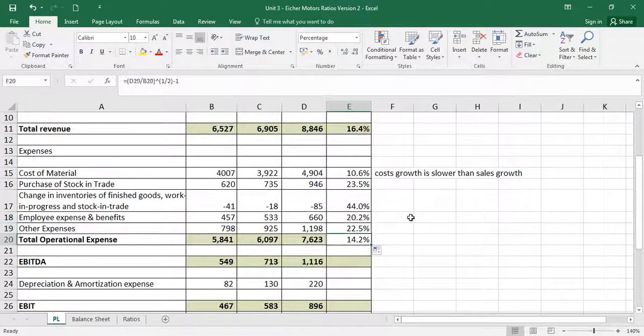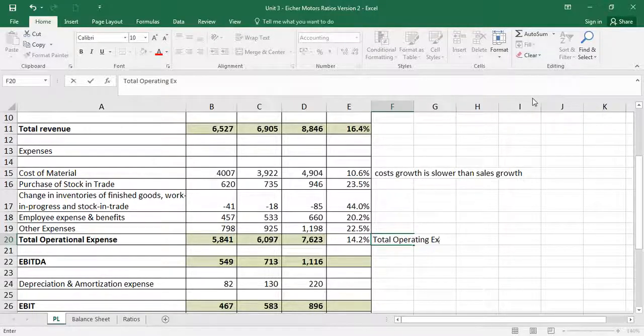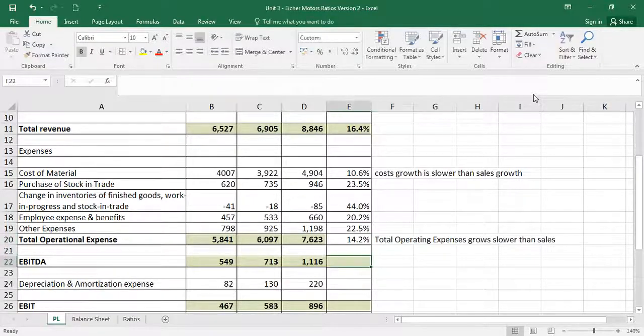Total operational expense, however, grows slower. Total operating expense grows slower than sales, right? And that's why the margins basically jump up. That is precisely why the margins would jump up. So just to keep the formatting intact, I'm going to put this, and there we see that there is a significant uptick in the operating profitability.